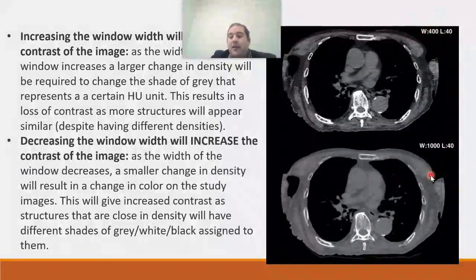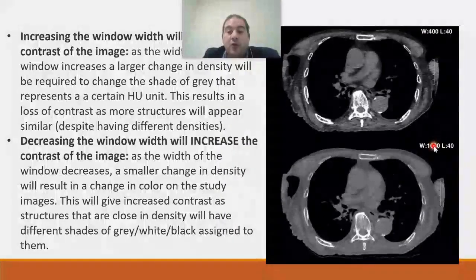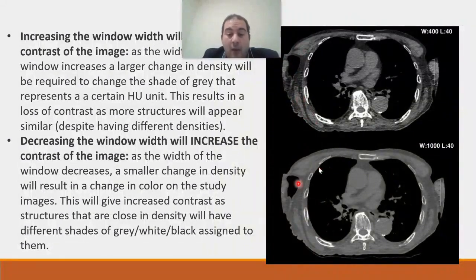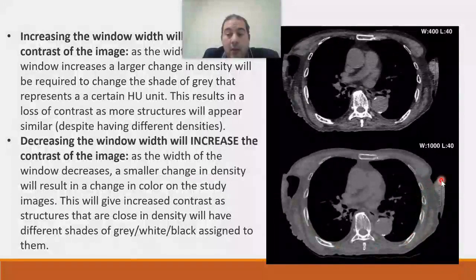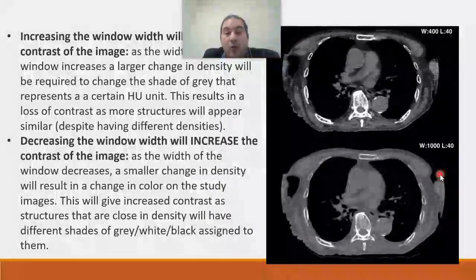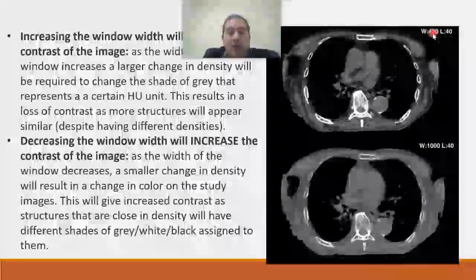Here, the window width was increased. Once the window width is increased, your contrast should decrease, and the differences between tissues that are close to each other in CT number are no longer visible. In this case, you are reducing or decreasing your window width, for example, if you set it from 1400 to 400.